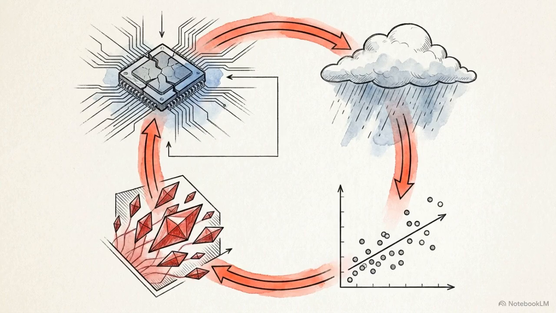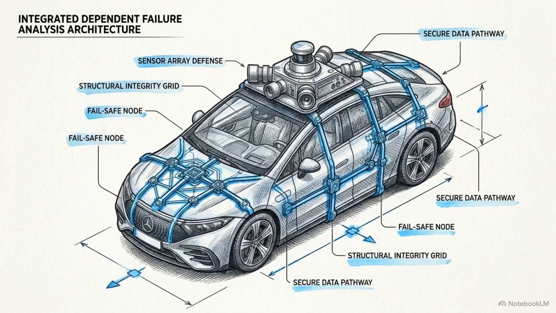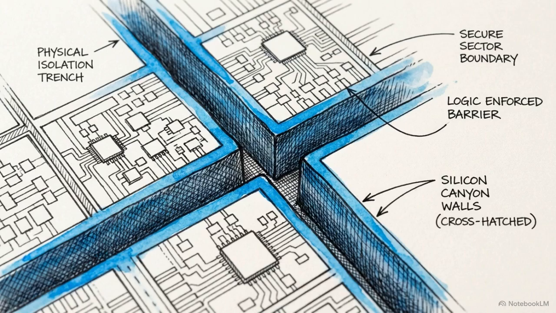This high-speed collision is the direct result of an unmapped dependency chain, one that allowed external domains to bypass every safety barrier and silently assassinate the core safety watchdog. To prevent this specific failure cascade, engineers must move past component-level reliability and build an integrated dependent failure analysis architecture. Every boundary must be physically and logically enforced.